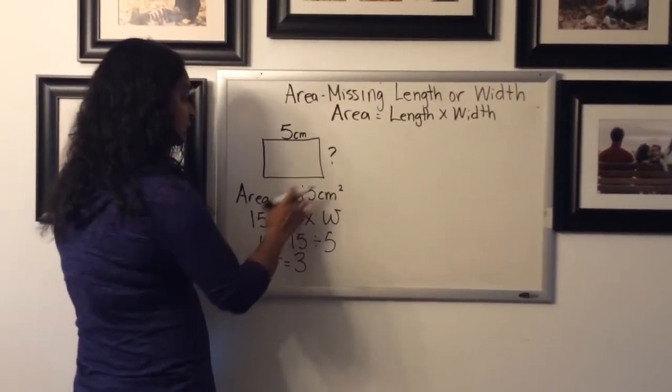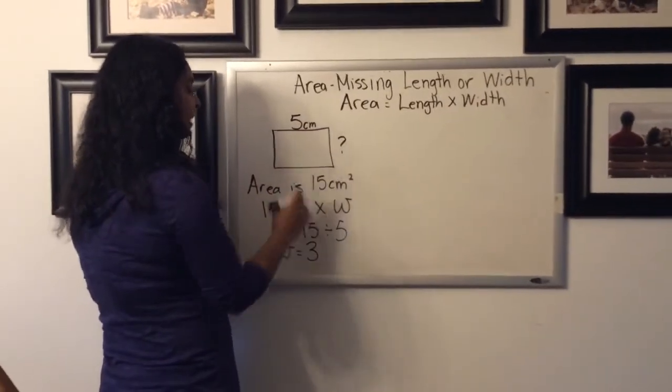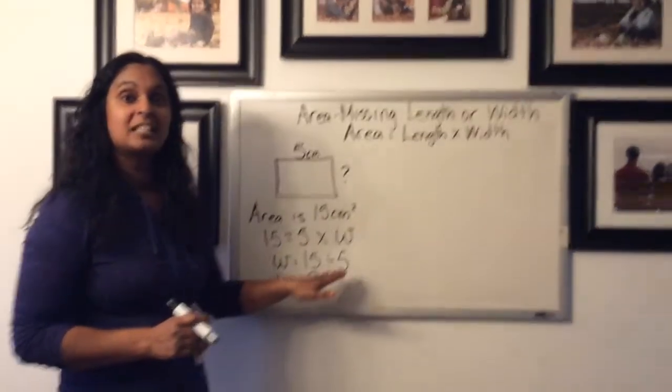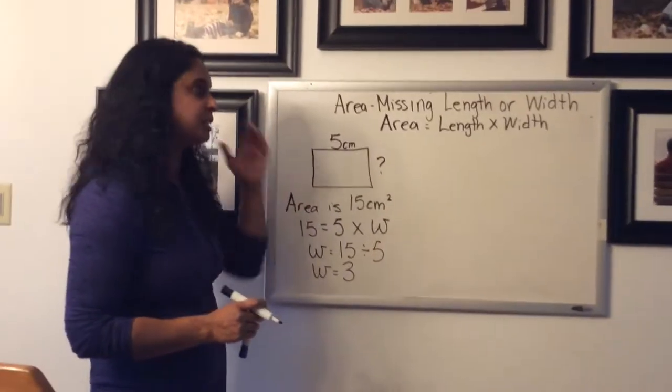And then I'll check it just to make sure. So what is 5 times 3? It's 15. So that's correct. So using the opposite operation in a fact family will help you find these missing numbers.